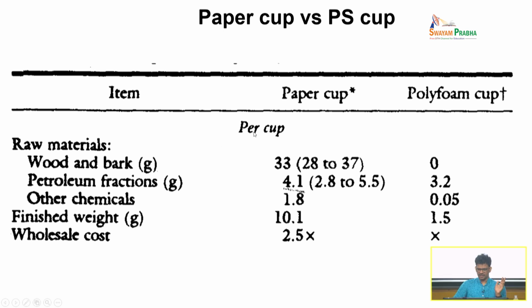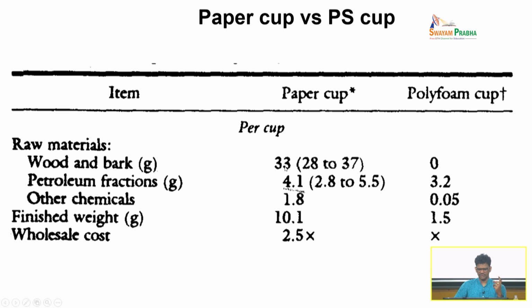So here, on a per cup basis, how much raw material is used? In the raw material for the case of paper, you need wood to the tune of some 33 grams for 1 cup, and petroleum fractions about 4.1 grams, other chemicals, a lot of inorganic chemicals, about 1.8. The finished final cup will weigh about 10.1 grams.